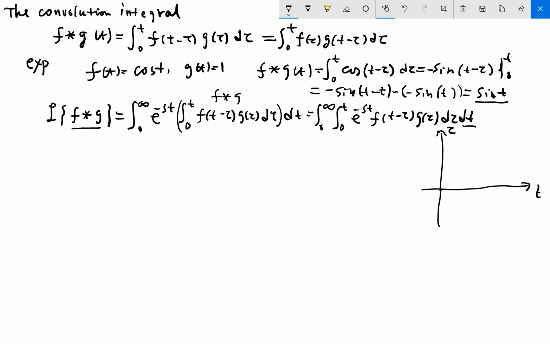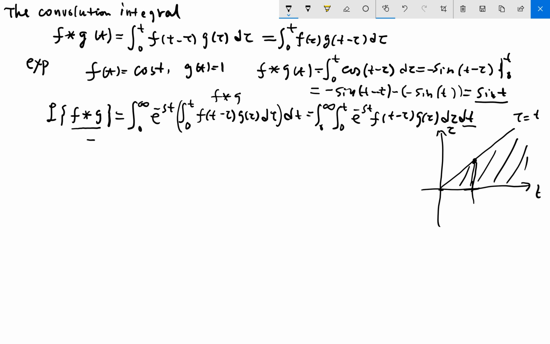Now look at the outside integral. t goes from 0 to infinity, all the way there. So fix t, then your tau is bigger than 0 and less than t. So this line is tau equal to t. For a given t, tau is bigger than 0 and less than t. All right, so that's the region we integrate over.